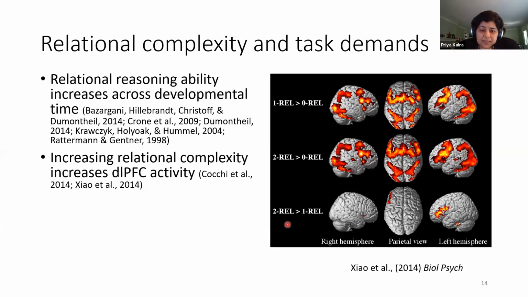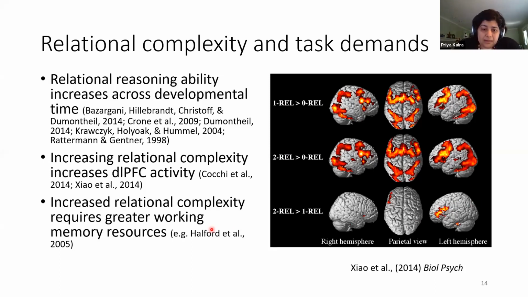But if you compare specifically a higher relational complexity to a lower relational complexity, what pops out here is the dorsolateral prefrontal cortex, which we know is involved in things like working memory and online processing. And this, along with behavioral data, supports this idea that increased relational complexity requires greater working memory resources. And then that ties back to what I was saying about chunking and segmentation. To the extent that you can chunk parts of a relation, you can lower the working memory demands and, in a sense, lower the effective relational complexity.